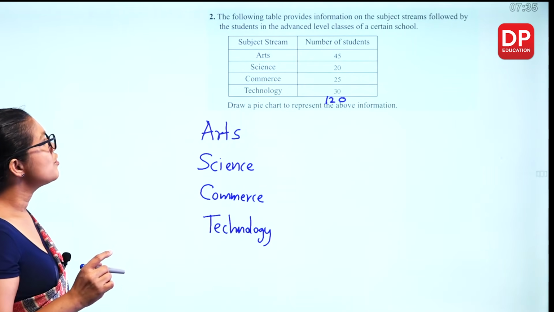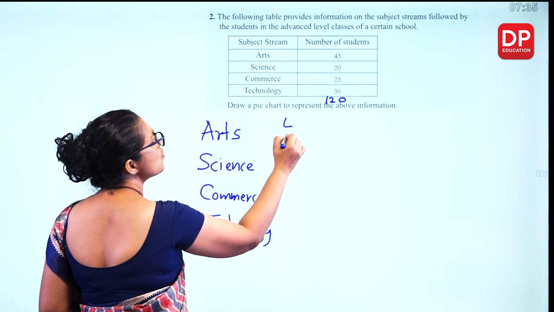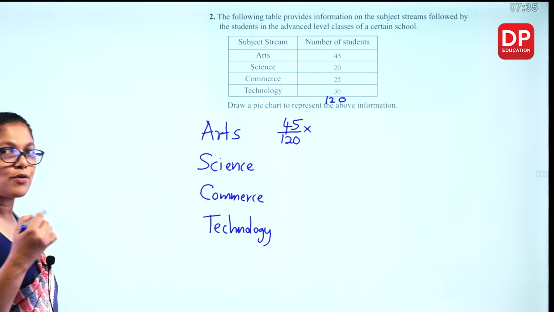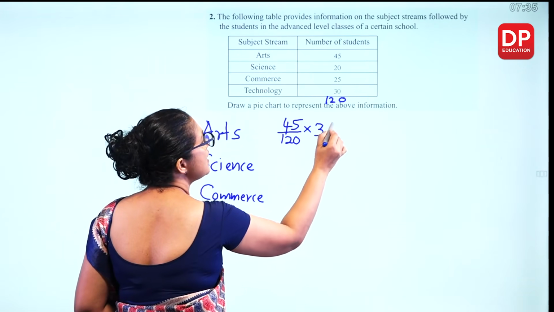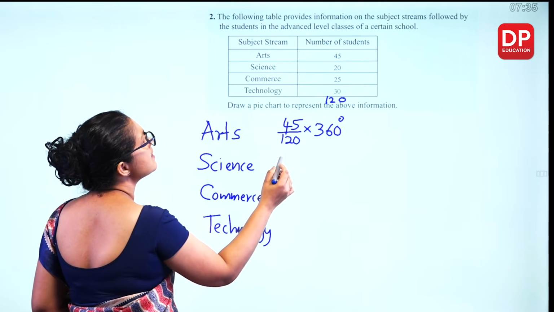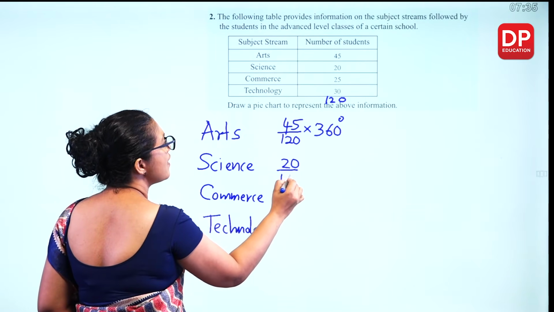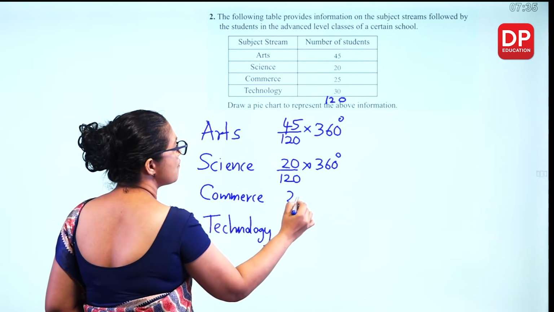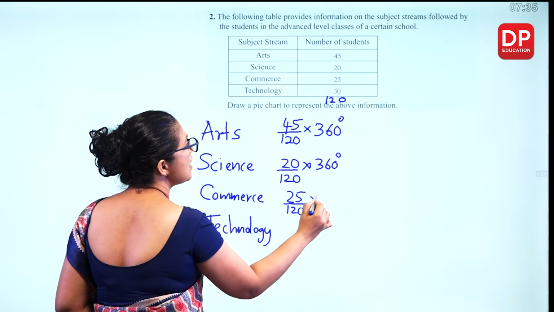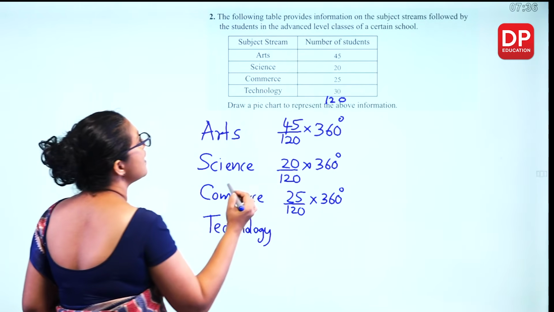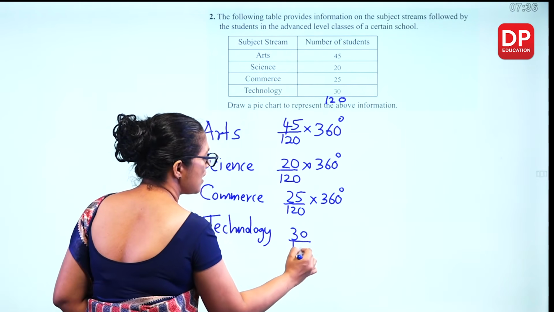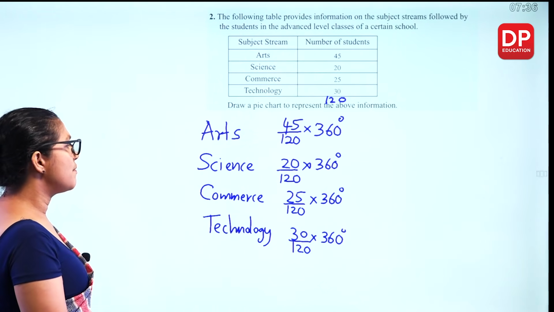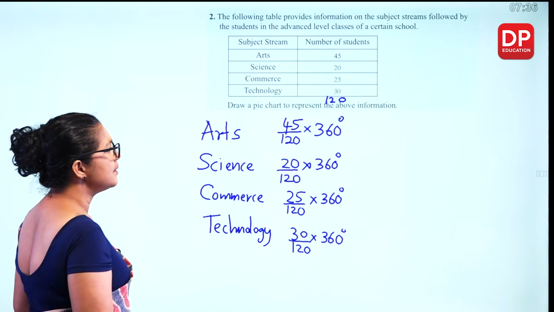So here when you take arts, 45 students out of 120, how can we find out the angle? We multiply by 360. What about science? 20 students out of 120 multiplied by 360. What about commerce? 25 over 120 multiplied by 360. And the other one, 30 over 120 into 360. Now we'll try to simplify and get the angle at the center.